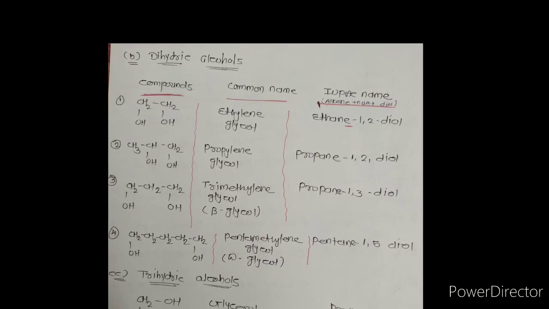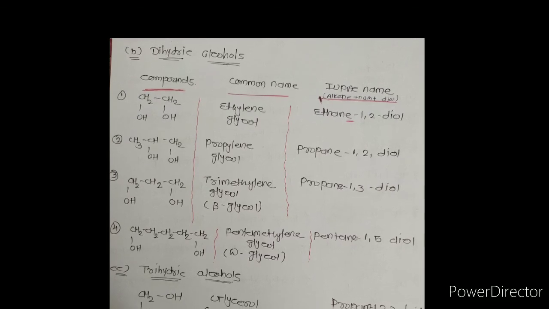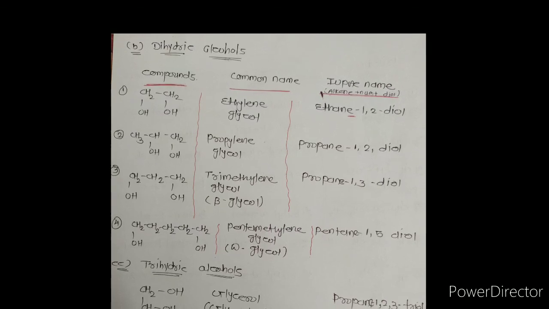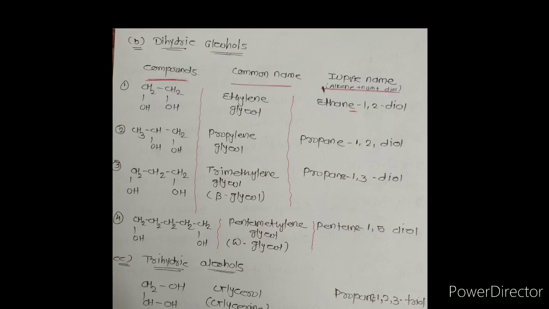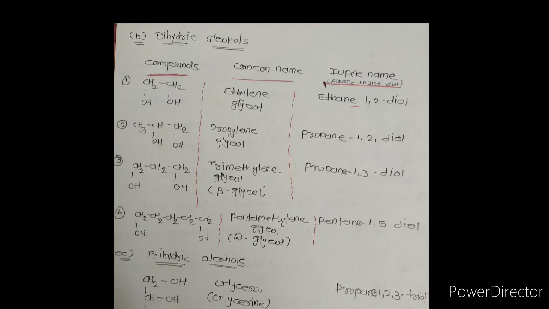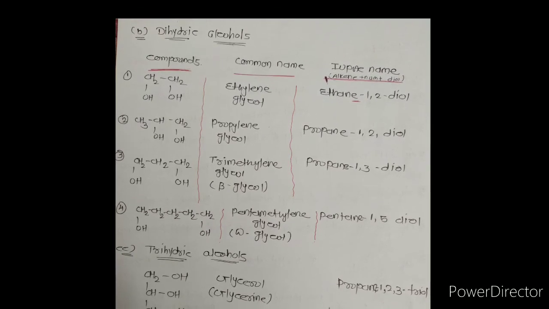Second compound, CH3 CHOH CH2OH. Here the total carbon is 3, hence it becomes propylene glycol. For its IUPAC name, the total number of carbons is 3, hence it becomes propane, in which OH is present on the first and second carbon, hence it becomes 1,2-diol. So the final IUPAC name is propane-1,2-diol.